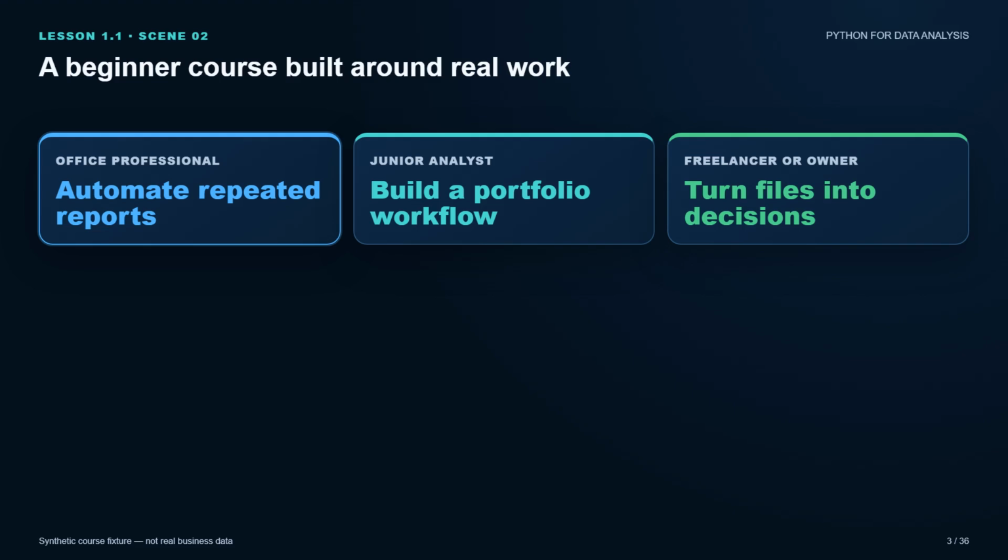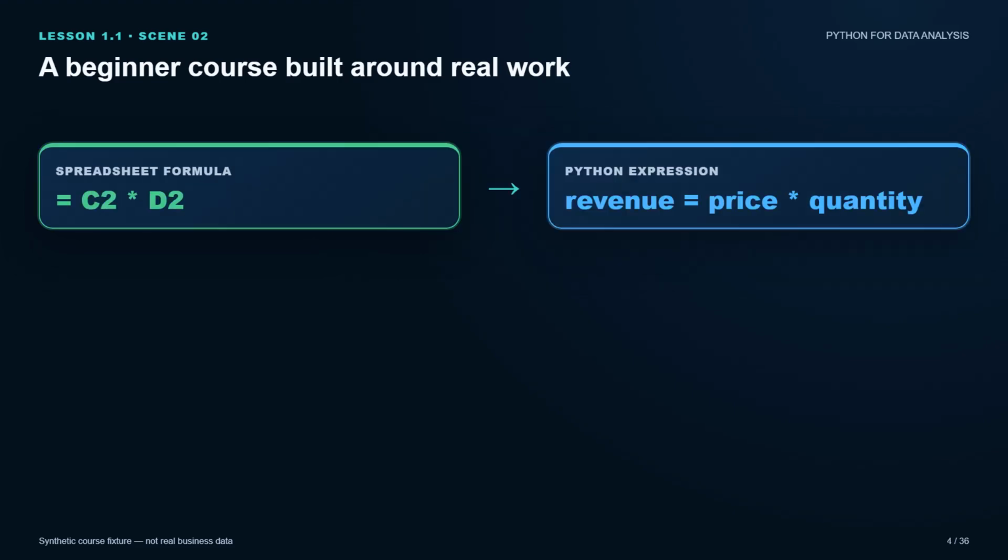This is a beginner course in Python for data analysis and practical business automation. It is designed for people who already understand rows, columns, formulas, filters, or pivot tables, but have little or no programming experience. If you can understand that price multiplied by quantity gives revenue, you already understand the business idea behind our first Python calculation. We will translate familiar spreadsheet thinking into small, readable scripts, and then connect those scripts into one reusable reporting project.